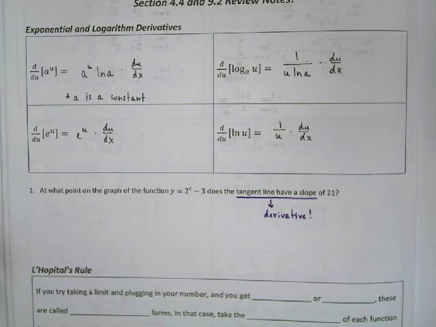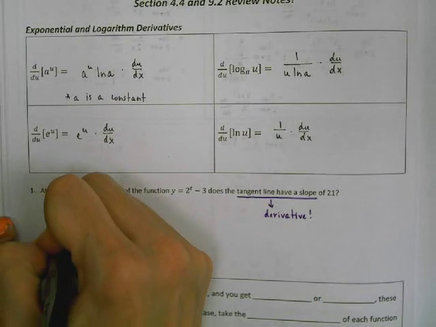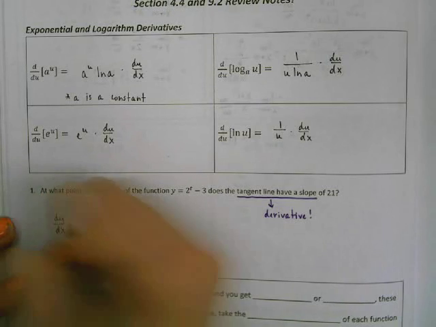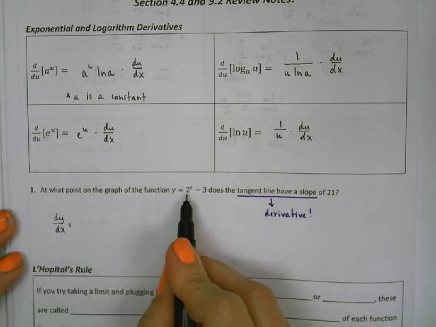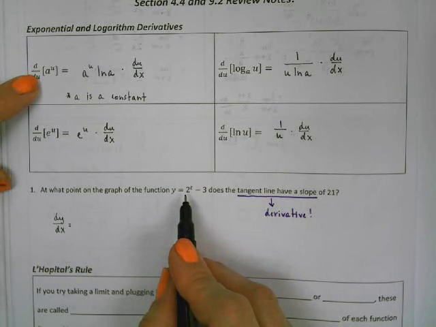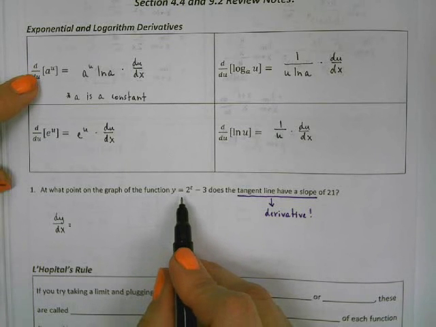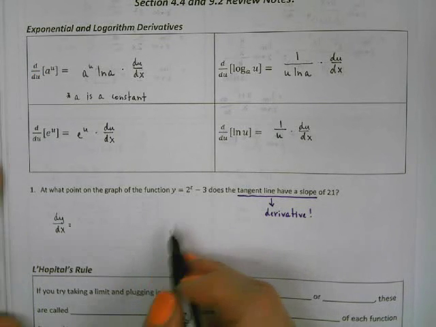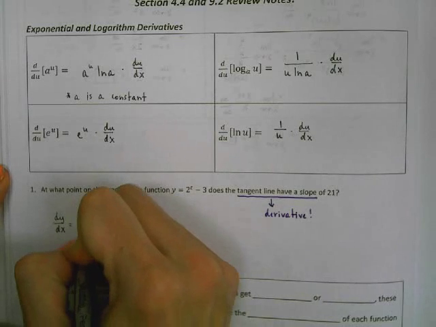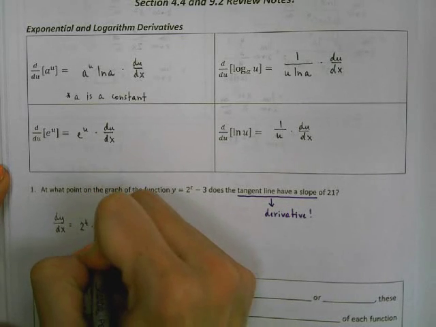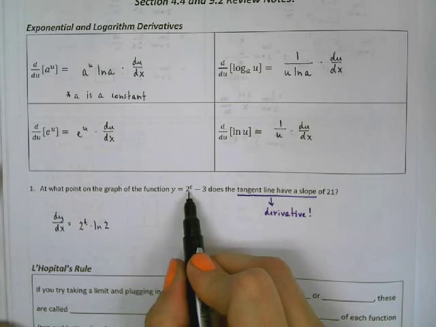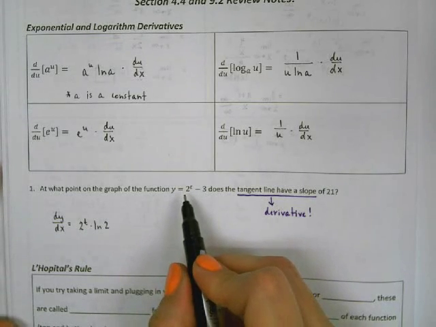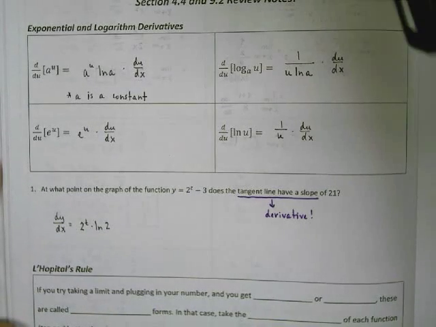So I know I need to find dy dx, so I'm going to start there. Again, my derivative of 2 to the t, that's our function right here. In this case, our a is 2 and our u is t. Our derivative is just going to be 2 to the t times the natural log of 2. And since this is just t, there's no chain rule going on, so we don't have to worry about that piece. Let me see if I can focus this a little better.